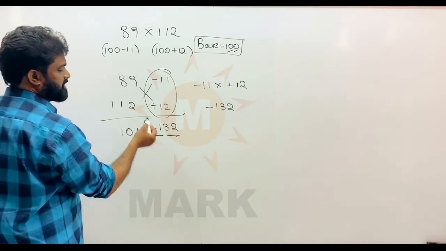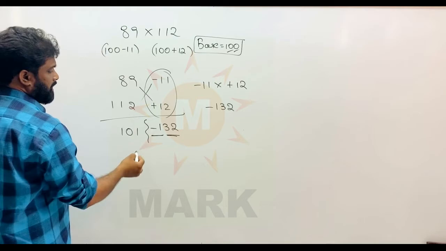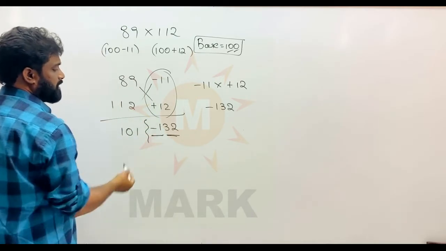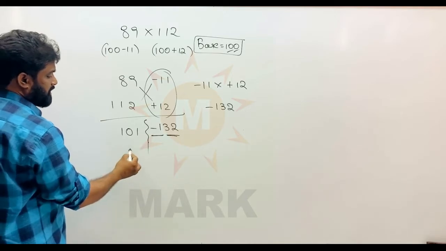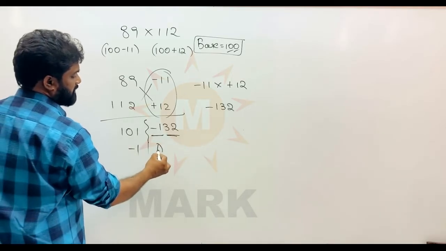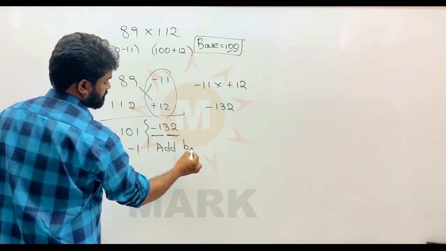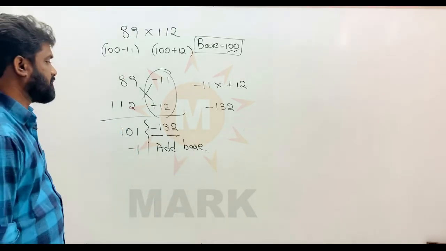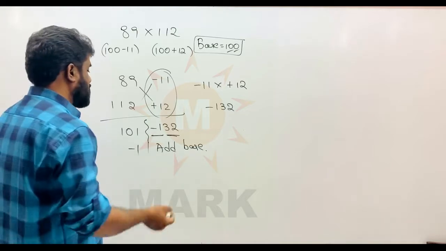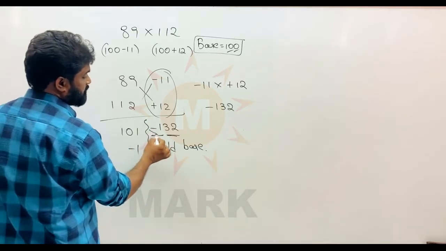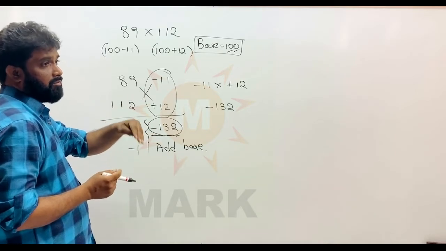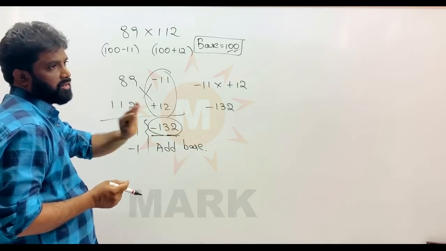Generally, when one number is less and the product is minus, we cannot write the minus. So what we do is put minus 1 here and add the base. But that is not the way here; one more extra step is there. Look at this number: minus 132 is between 100 and 200, which means it has crossed the 100 base.